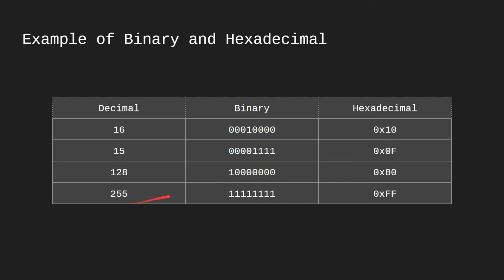And here's an interesting one, 255. All the bits are turned on, and then actually both of the positions that represent an entire byte are turned to FF.